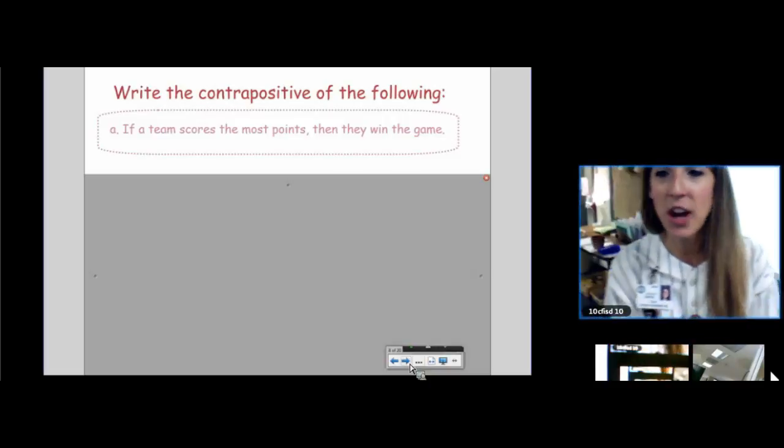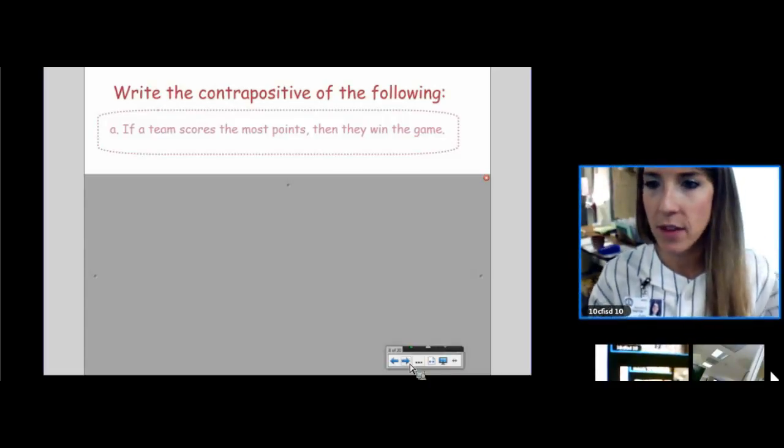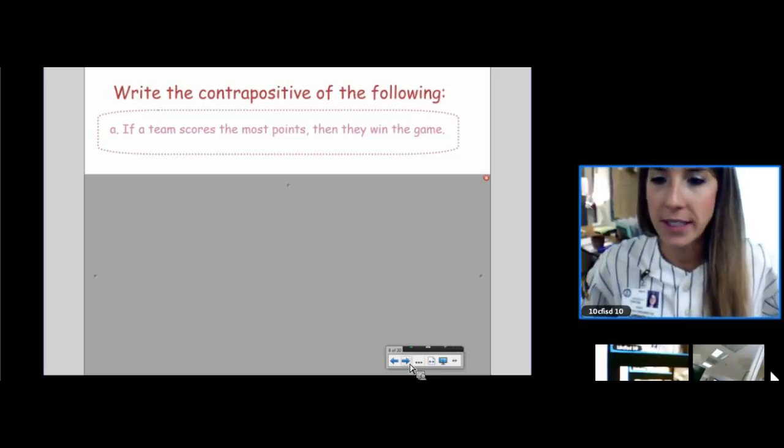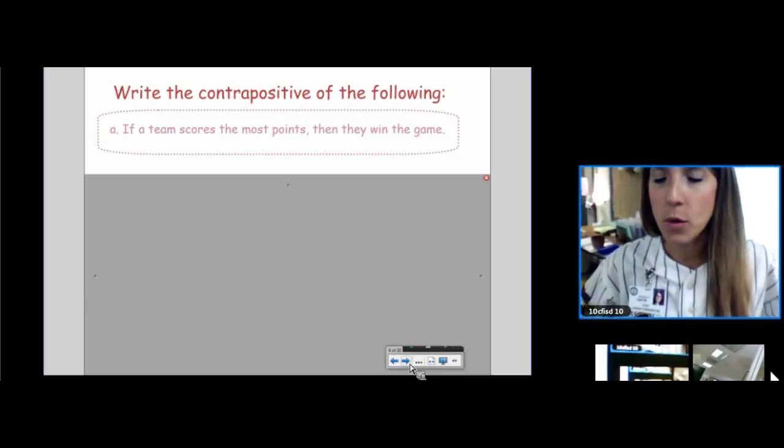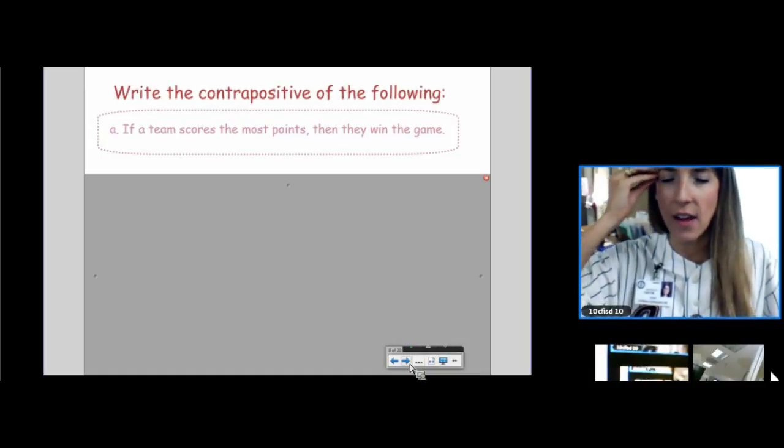So let's try some. Let's just focus on contrapositive. Let's write the contrapositive of different sentences. If a team scores the most points, then they win the game. What's the contrapositive of that? Everyone just say it in their head if you don't want to write it down.